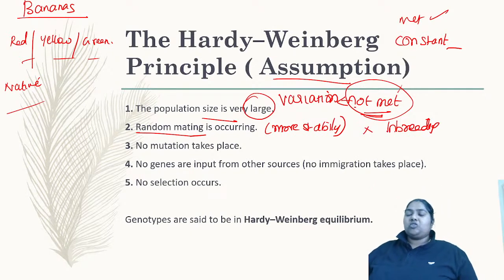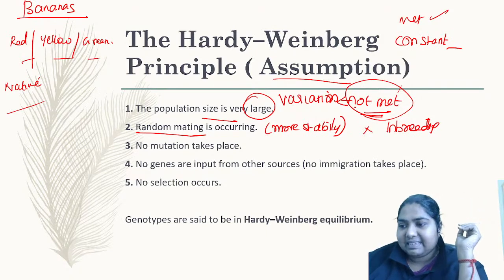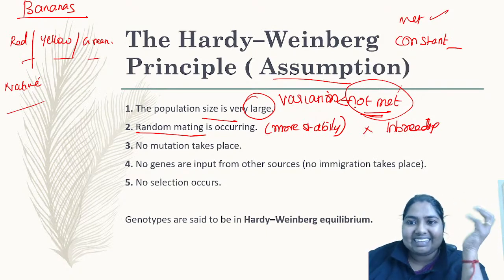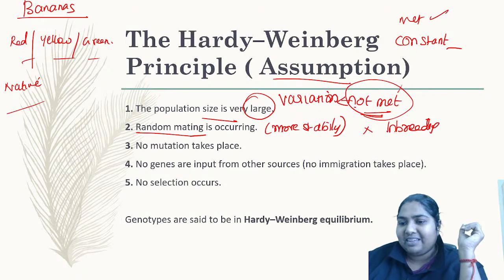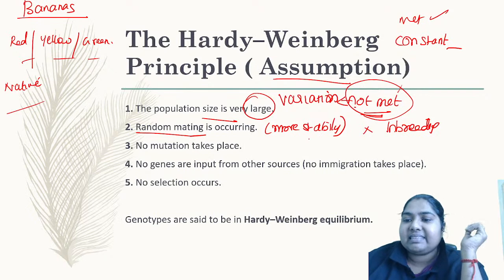You should not always be the same. That means you need the variation. So variation is what makes up our Hardy-Weinberg assumption. If there is no variation, evolution will not happen, isn't it? So random mating means stability. If there is inbreeding, it is going to be uniform.